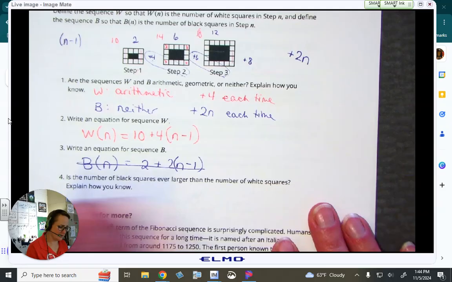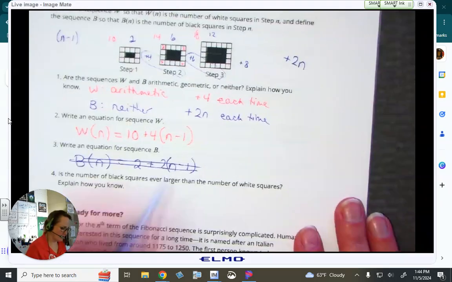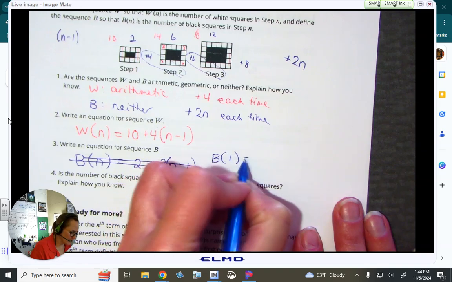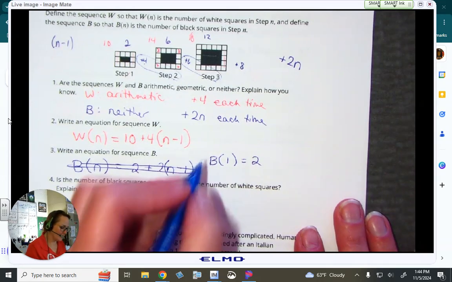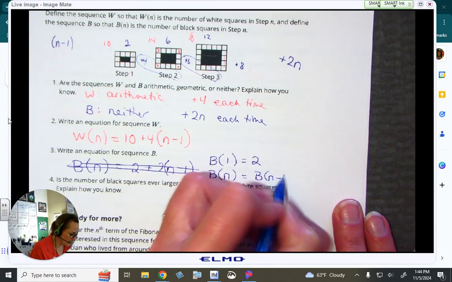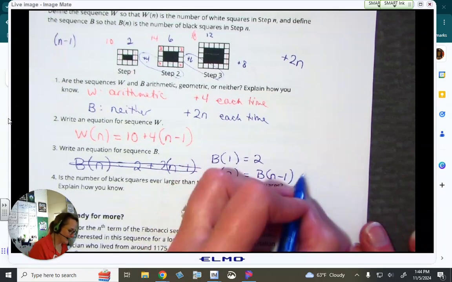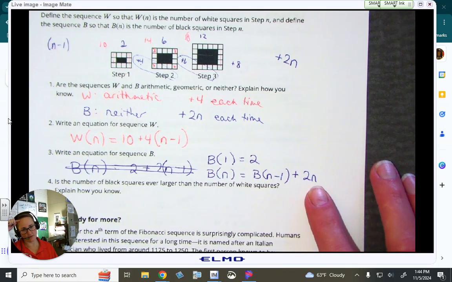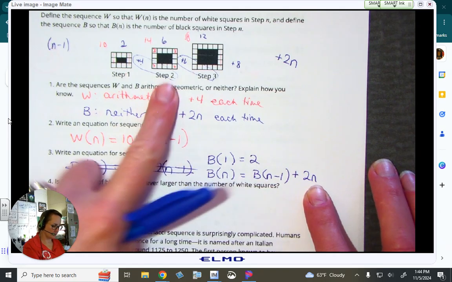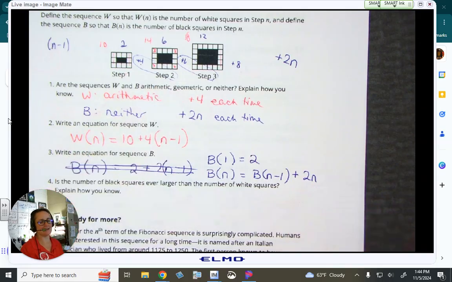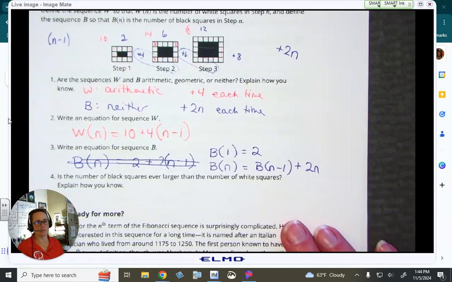I actually don't know how to write an explicit one for that. I'm going to write a recursive. Our first step starts with 2. And then every step after that takes the prior one and it adds 2n. That's an equation that I can get. I've got that figured out. Okay. So if I were to take the second step, I take the prior one, which is 2, and I add 4 to it. That's it. Okay.